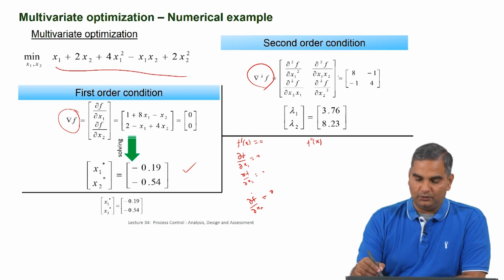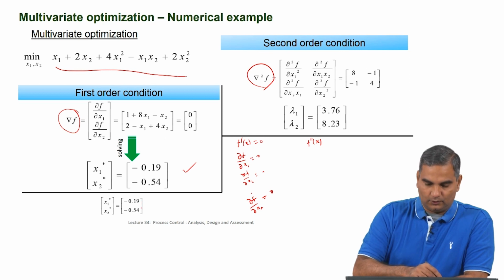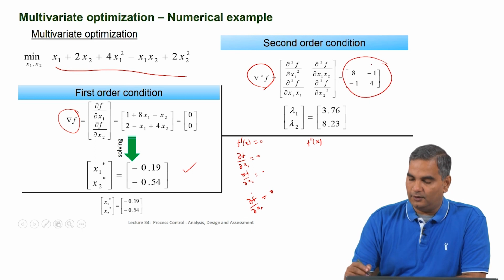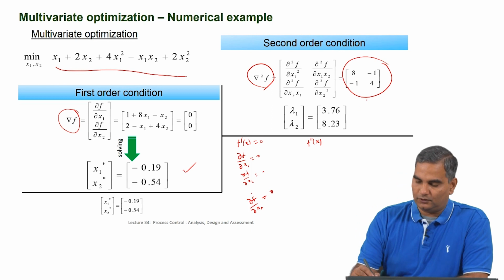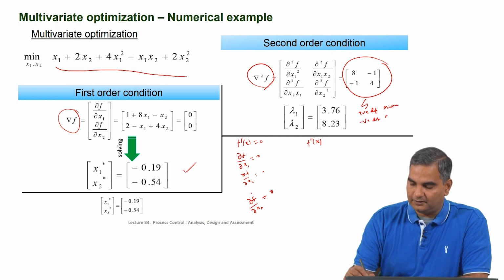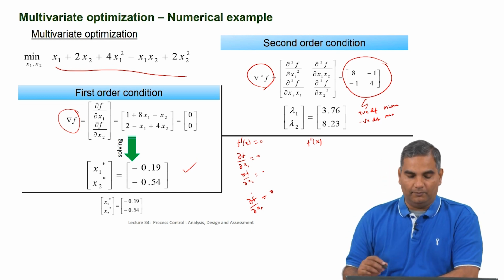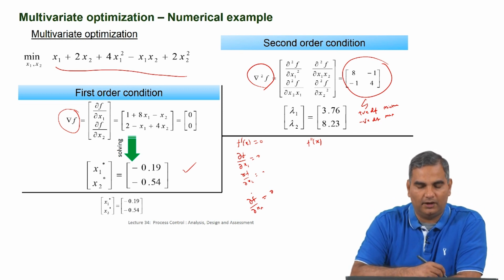So, once you compute this matrix in terms of x1 and x2, you substitute the solution that you get for x1 and x2 into this matrix, and you will get a matrix like this. If this matrix is positive definite, then this point is a minimum, and if this matrix is negative definite, then this point is a maximum. I am not defining positive definite and negative definite here, but this is how you figure out whether this point is a maximum or a minimum point.